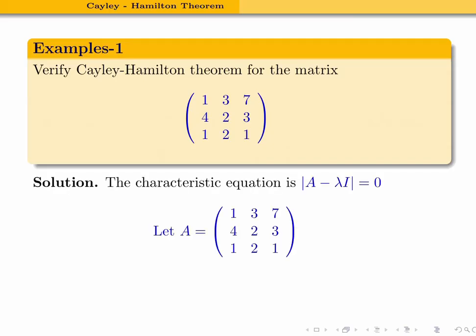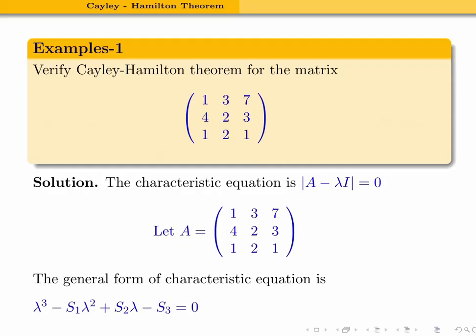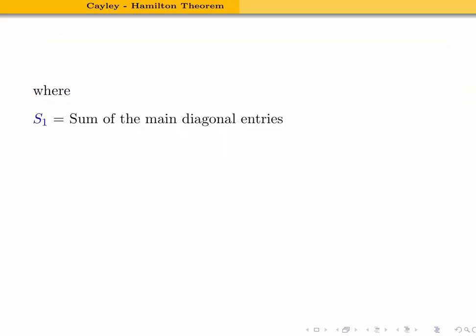We already know that the characteristic equation is determinant of A minus lambda I equal to 0. Here the given A is a 3 by 3 matrix, so the general form of the characteristic equation is lambda cube minus s1 lambda square plus s2 lambda minus s3 equal to 0. Therefore we need to find s1, s2, s3. s1 is the sum of the main diagonal entries. Summing them, s1 is 4.